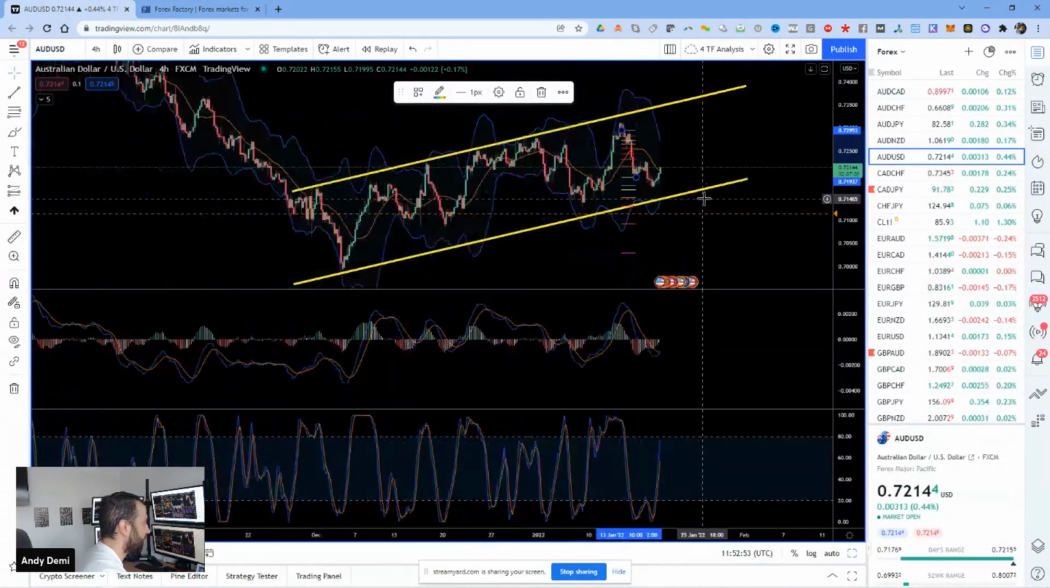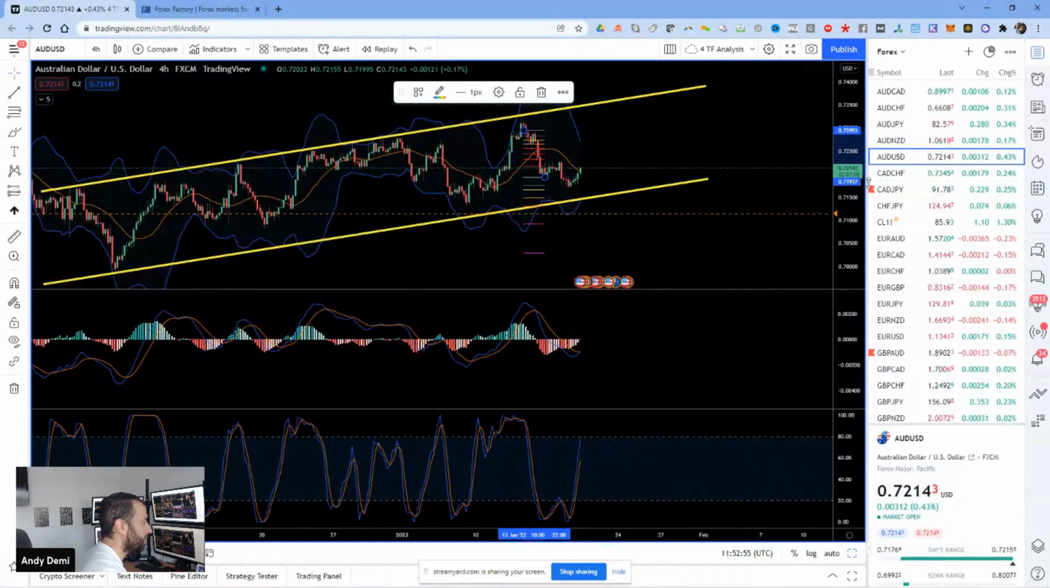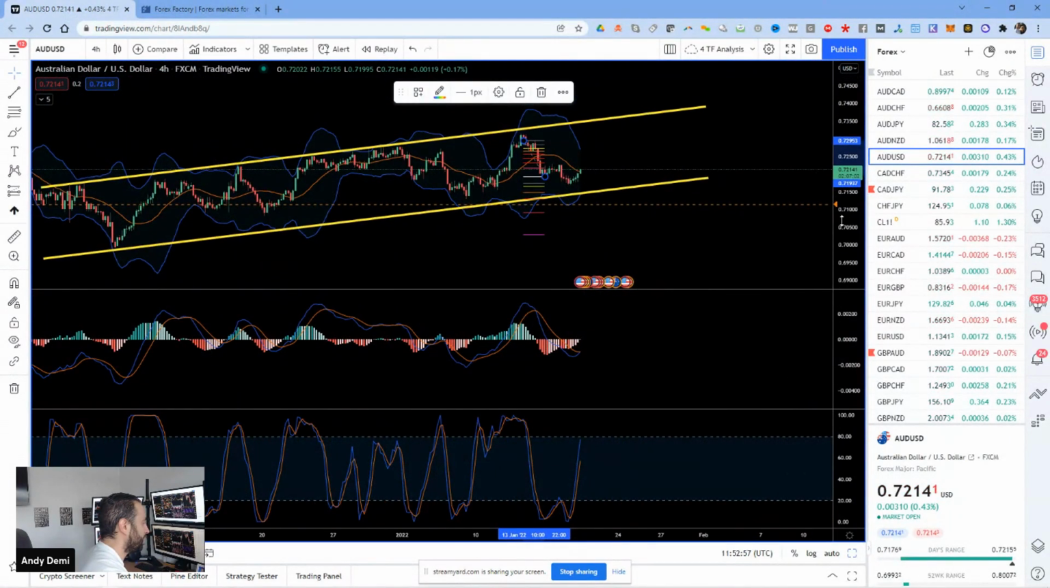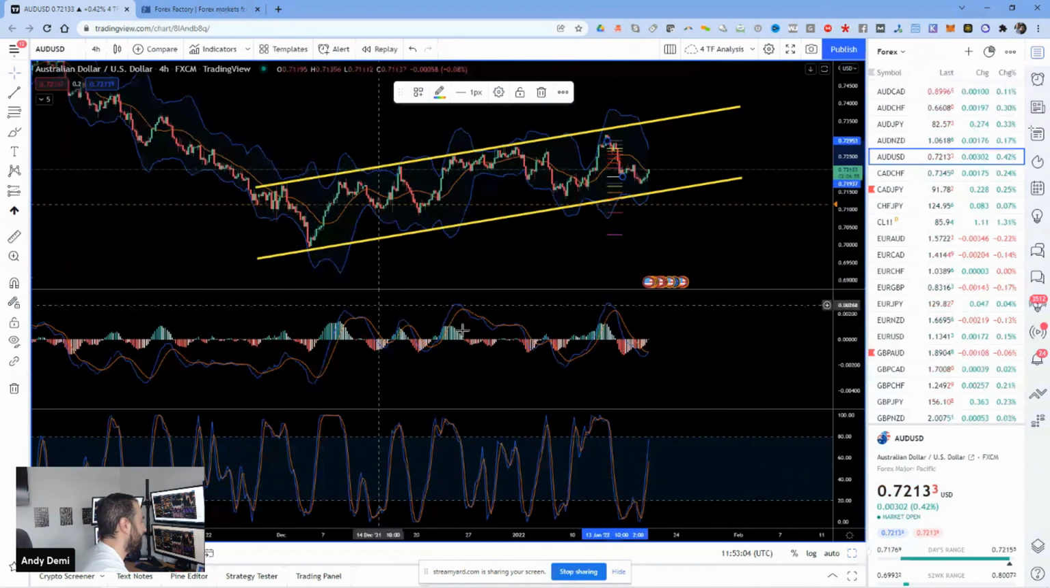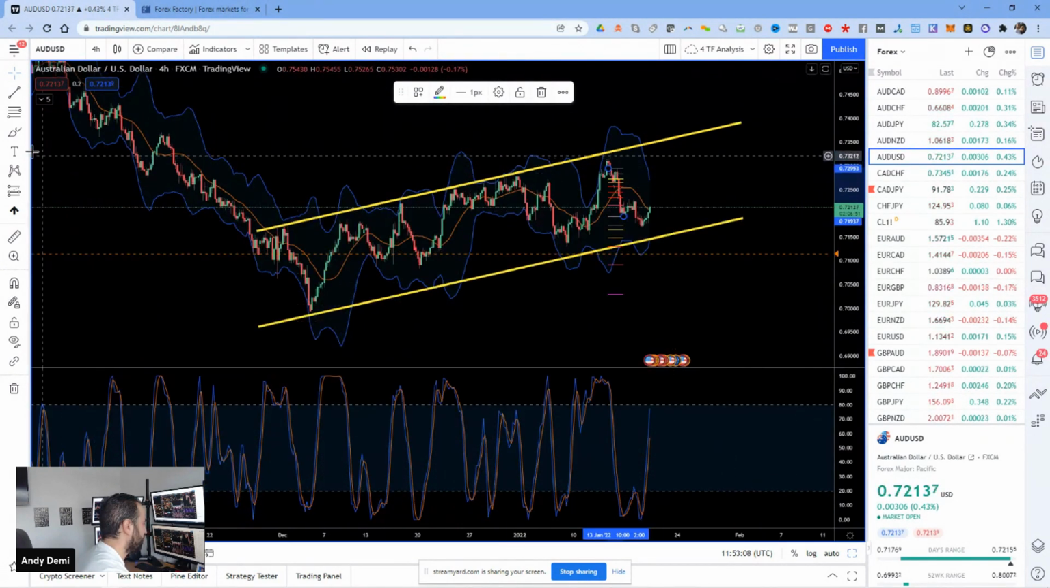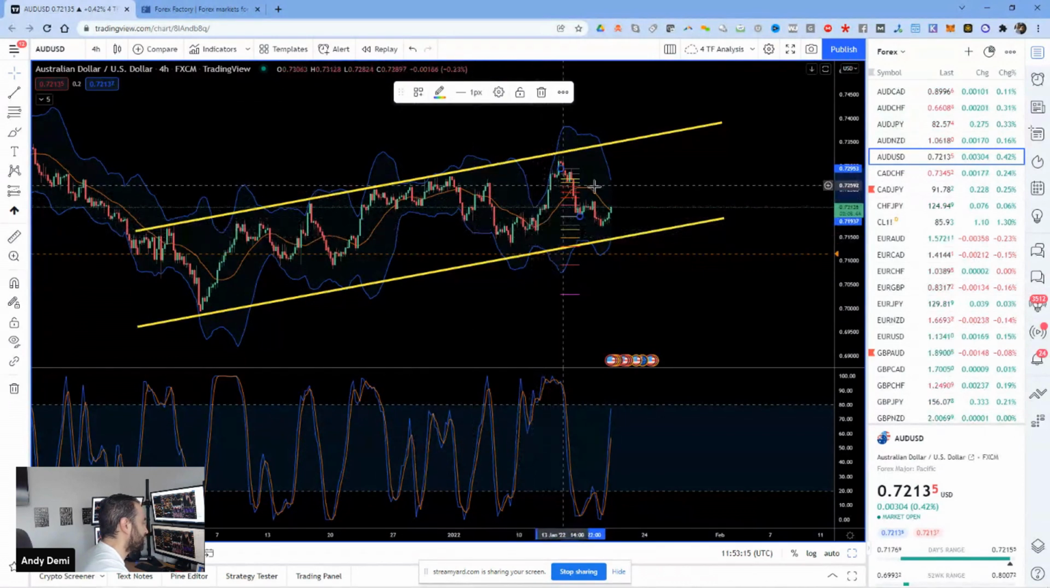Now, I want to head over to the chart. I want to show you what I'm currently looking at. Right now, I've got a couple of things here. I have a channel on a 4-hour time frame, and the other thing that I like here, I'm going to get rid of the MACD, is I've also got the stochastic RSI here, and I've got a 3 standard deviation Bollinger Band. What I like about this is that I like to buy the extremes or sell the extremes.